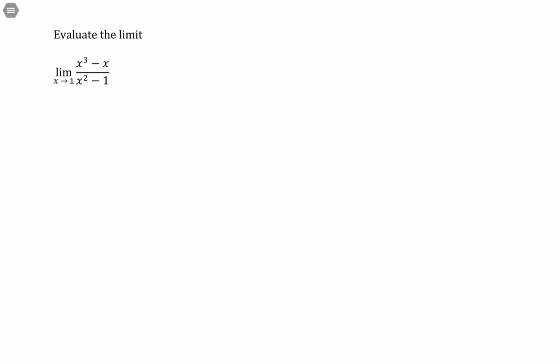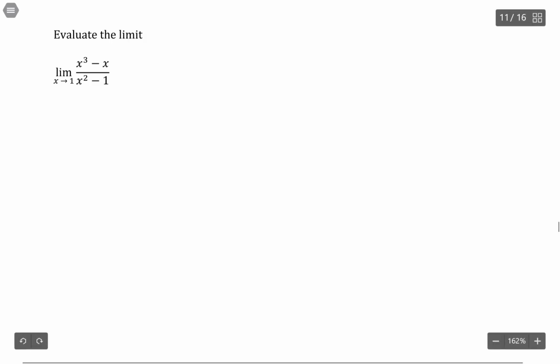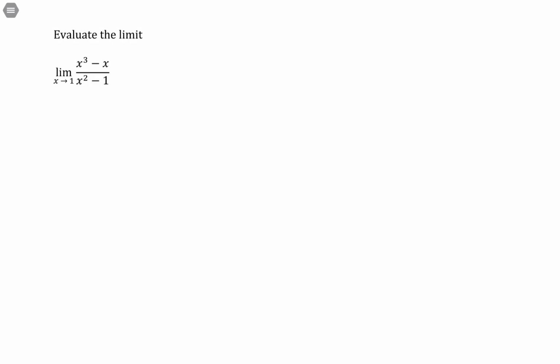Evaluate the limit as x approaches 1 of x cubed minus x over x squared minus 1. So the first thing we should always do when we're approaching a limit that we don't know if it exists or not is just take the limit value that's given, plug it into the function, and see what happens.